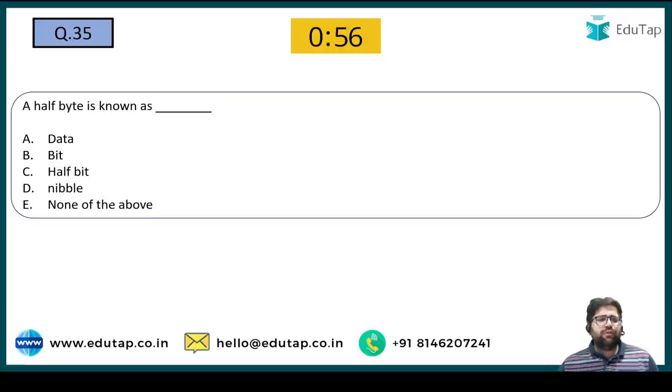Now again, a very easy question when it comes to the memory type of thing. Half a byte is known as what? You should understand what a byte is first. I can see that he is giving some clarification that he was talking about RAM only. Okay, no issues.